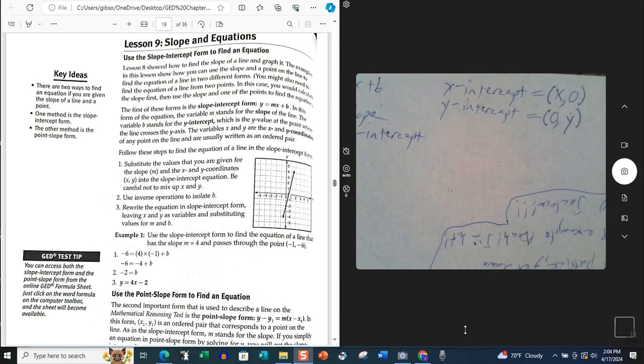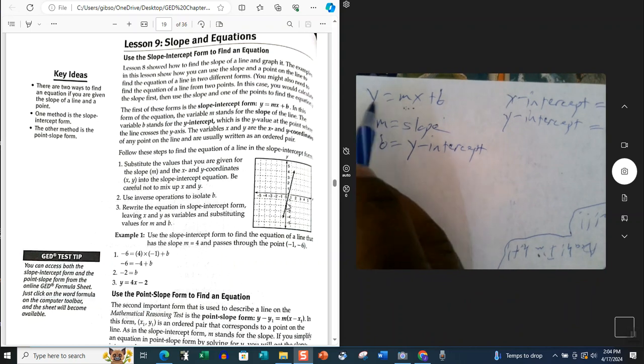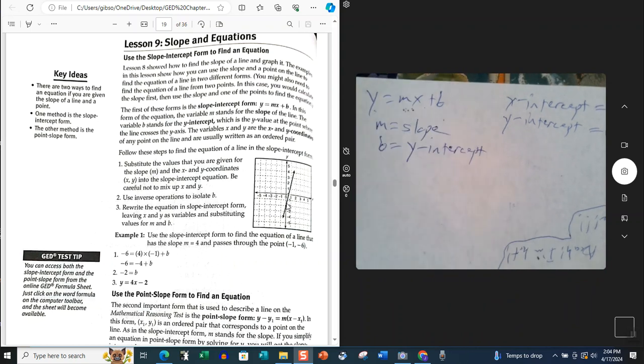Now, on a graph, the easiest way to tell what your x-intercept and y-intercept is, when you look at a graph, when a line hits the x-axis, that is your x-intercept. When a line hits the y-axis, that is your y-intercept. So now, taking this knowledge, with the y equals mx plus b form, the x and y values are whatever your x and y values are inside of an ordered pair. So now we're asked this question here.